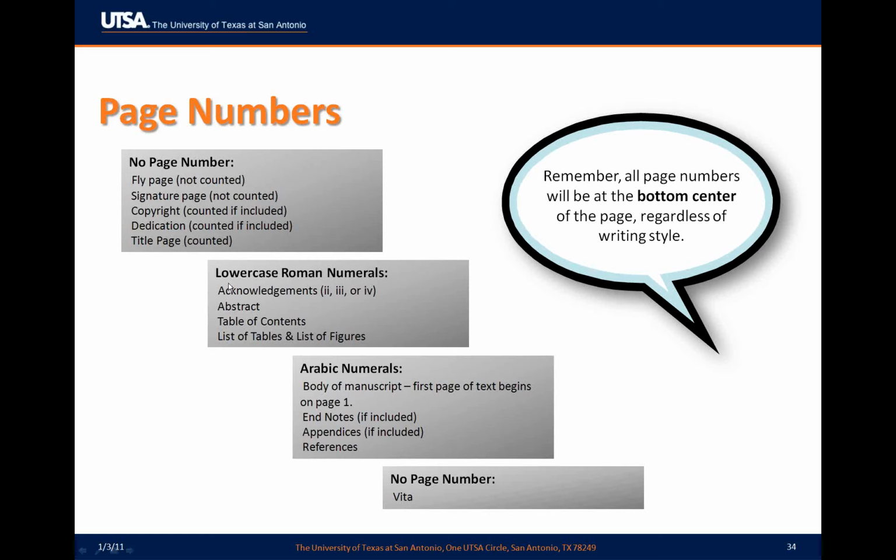So with the lowercase Roman numeral page numbers, the acknowledgments, abstract, table of contents, list of tables, and list of figures will all have lowercase Roman numeral page numbers in the bottom center.